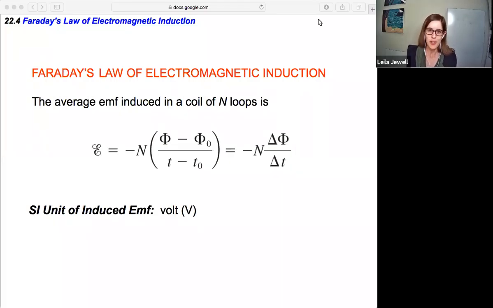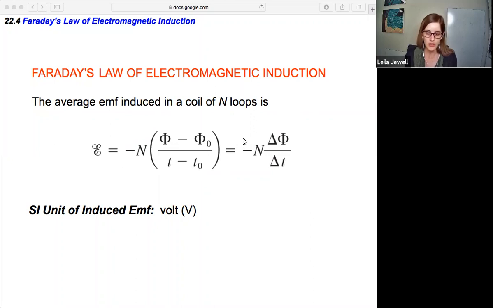Section 22.4, Faraday's law of electromagnetic induction. So I've alluded to Faraday's law, and it has to do with our magnetic flux. Faraday's law states that the average EMF that's induced in some coil with N loops, N wraparounds, you can calculate with negative N times the final magnetic flux minus the initial magnetic flux divided by the final time minus the initial time.